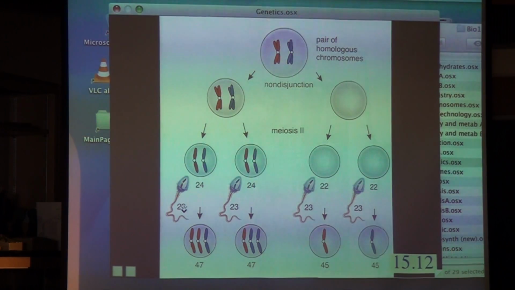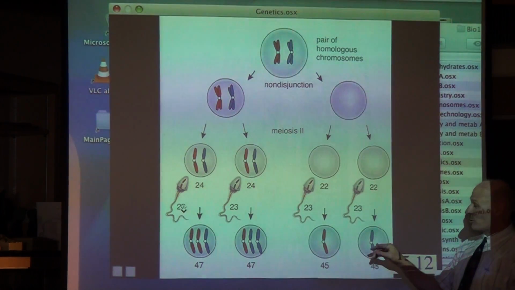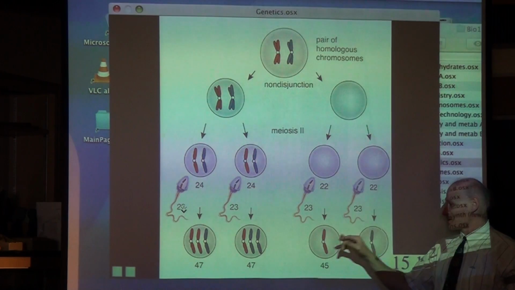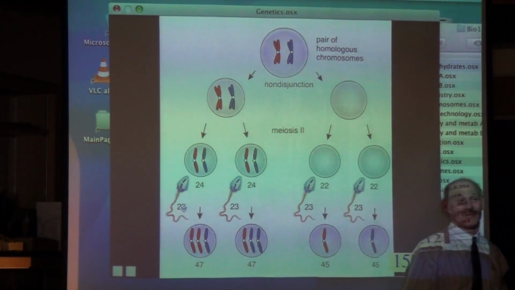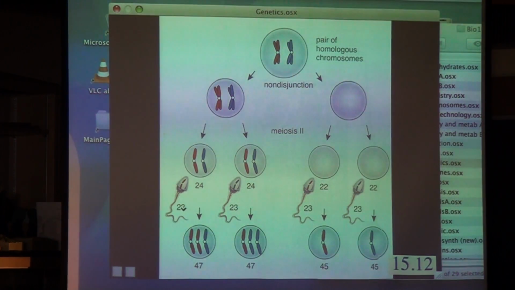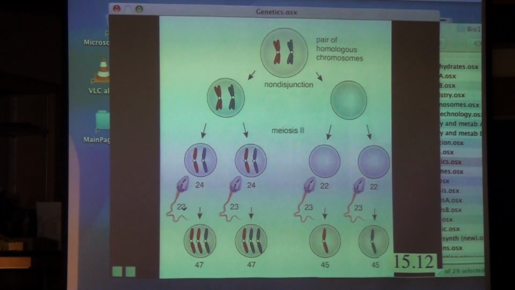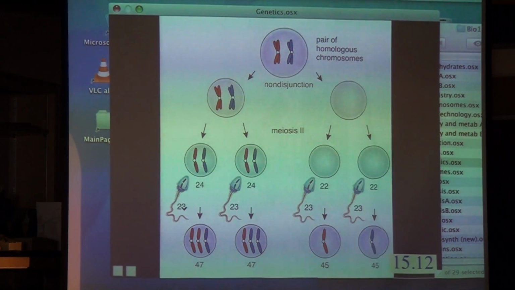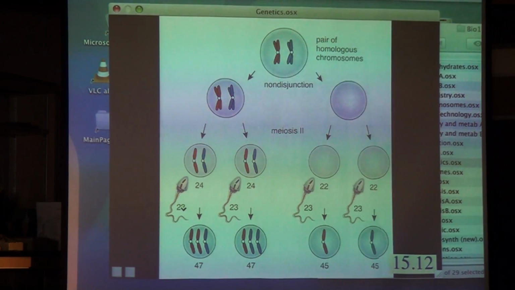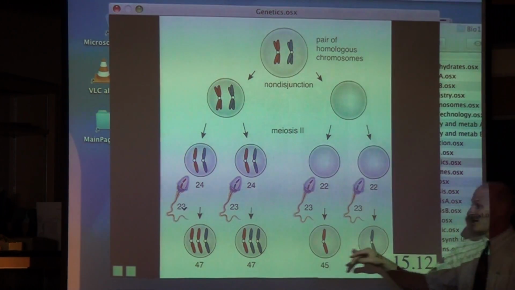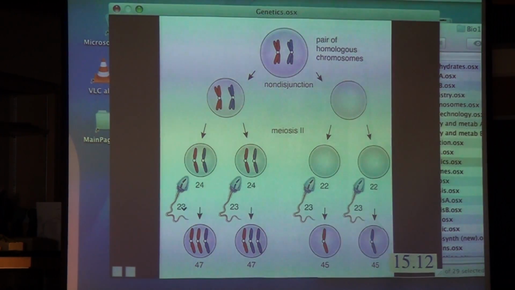So what happens? Well, almost always these zygotes, these fertilized eggs, are just never born. It's such a genetic imbalance that the developing embryo is just not able to fully develop, and the woman would have a miscarriage, a spontaneous abortion somewhere along the line.